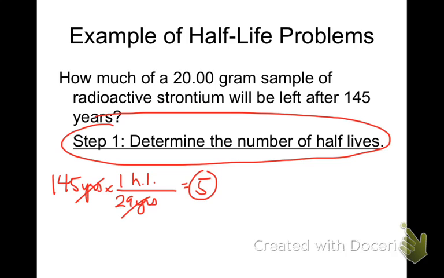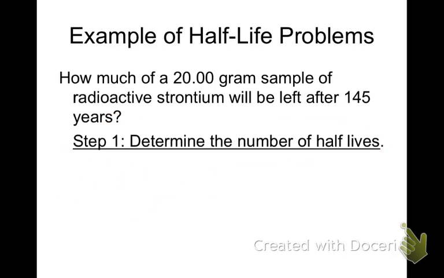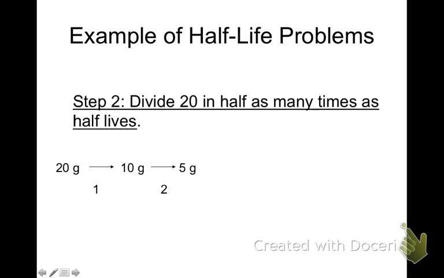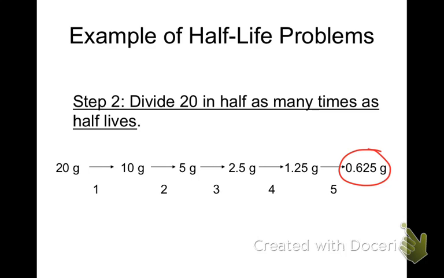For example, in this case, if 20 grams is radioactive to start with, then after one half-life, only 10 grams should be radioactive. And after a second half-life, you would have 5 grams radioactive, and after 3, you'd have 2.5, and after 4, you'd have 1.25, and after the 5th, 0.625 grams would remain radioactive. So 0.625 of your original 20-gram sample would be radioactive.